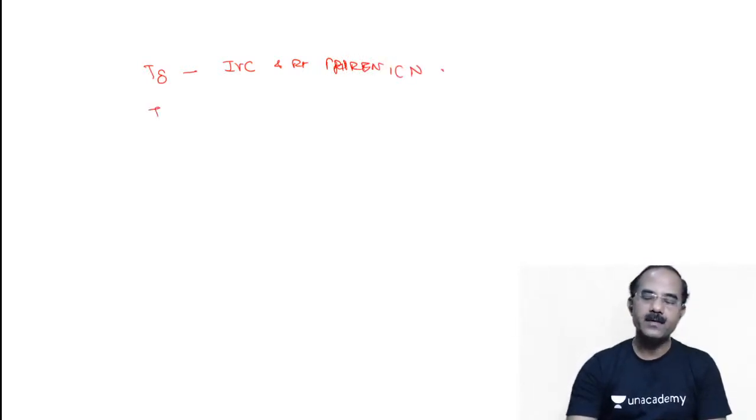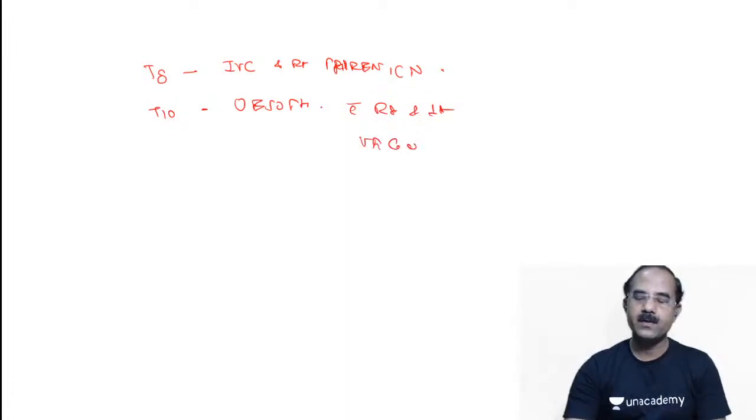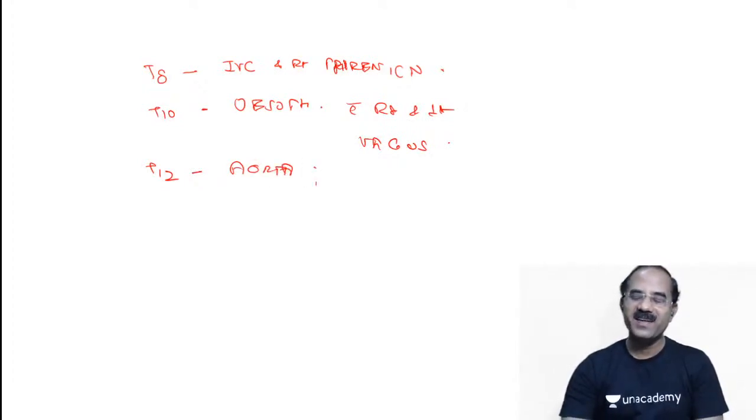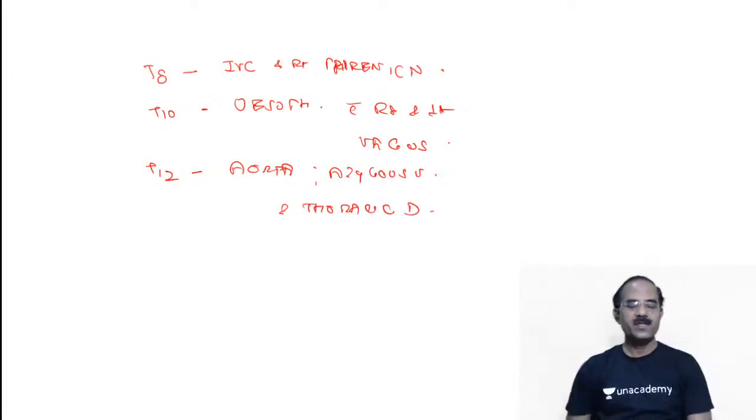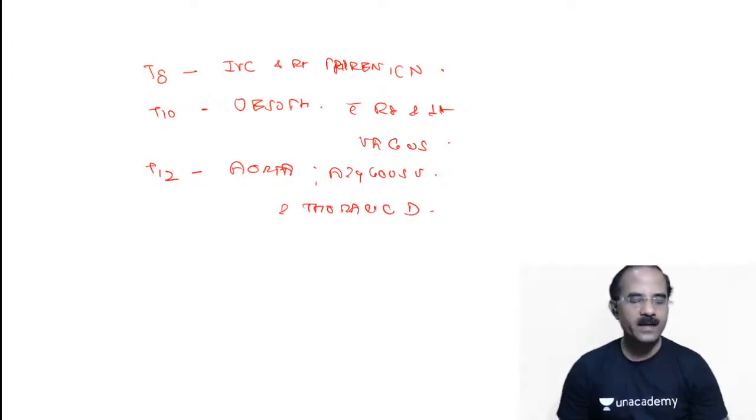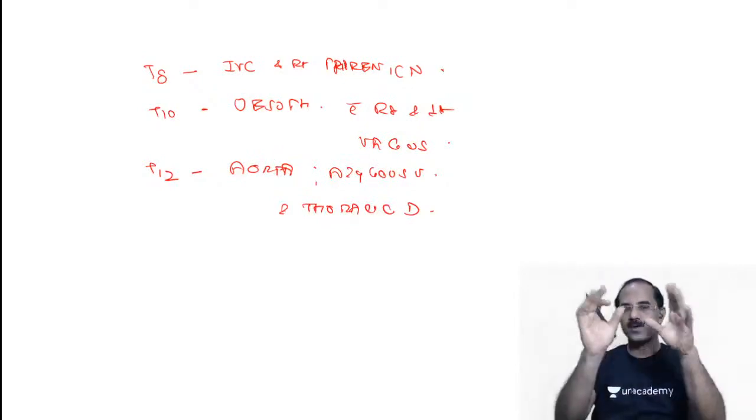At T10, it's the esophagus with the right and the left vagus. T12 is the aorta. Yes, aorta. Very good. You all know this. Aorta. What else? Azygous vein and the thoracic duct. Okay. So T12 opens the aorta, azygous vein, and the thoracic duct. This is all you know.